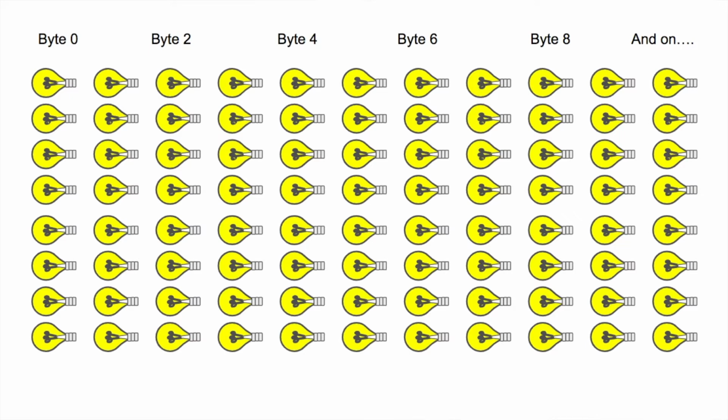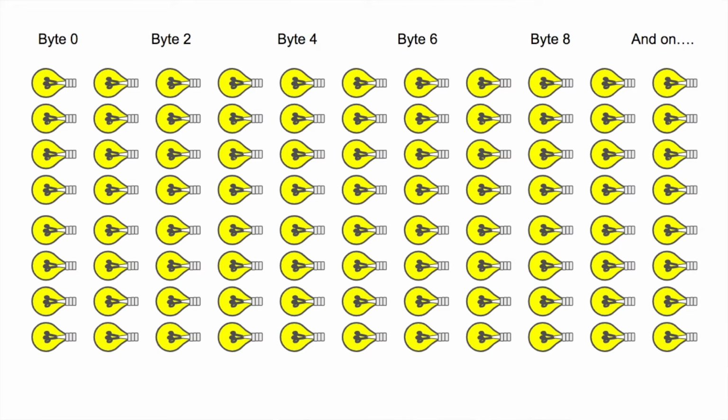But with so many bytes, how do we find them? Well, we index them, just like an array. Starting from 0, we count all the way up to the billions and billions of bytes that you could have in your laptop. And we call this index an address.